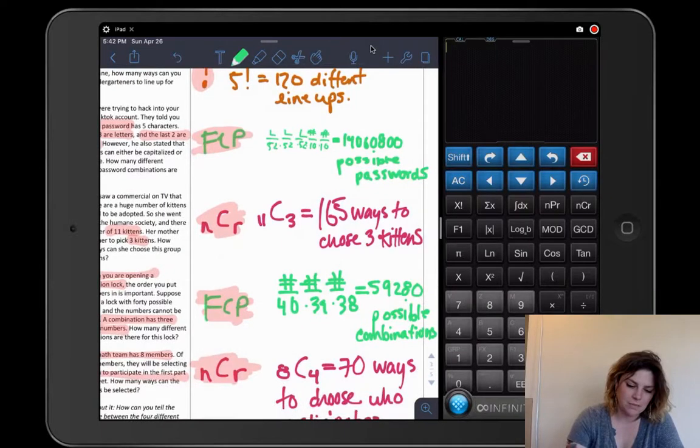The next one is the kittens. So that should be pretty straightforward. Just make sure you know how to use your calculator, whatever calculator you're choosing to use.